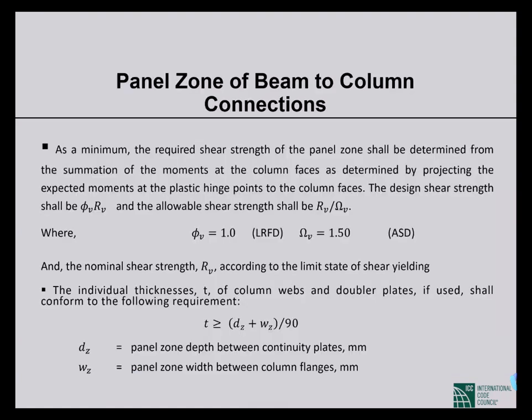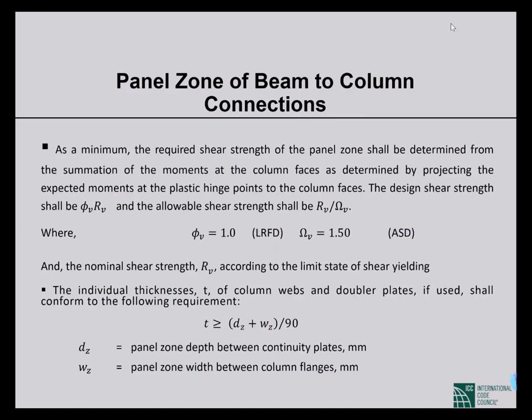Panel zone of beam to column connections. As a minimum, the required shear strength of the panel zone shall be determined from the summation of the moments at the column faces, as determined by projecting the expected moments at the plastic hinge points to the column faces. The design shear strength shall be, and the allowable shear strength be, the nominal strength Rv, and according to that.